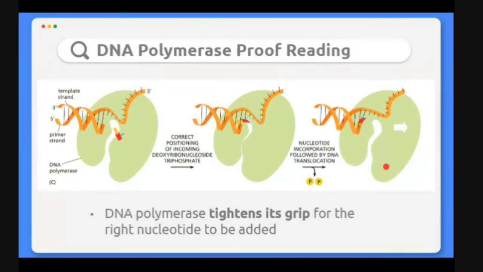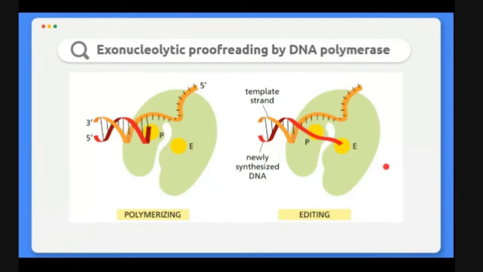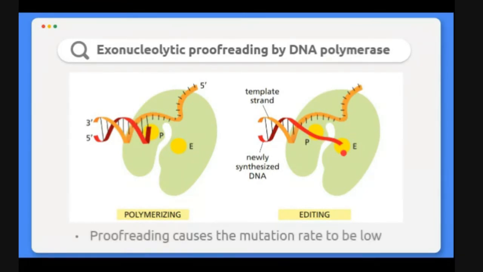Meron pang isa. And that is exonucleolytic proofreading by DNA polymerase. So, actually, there are two regions in your DNA polymerase. First is your polymerizing region. So this region is where your dNTPs are added, your nucleotides are added. And your E region is where it is edited. So if ever there is a wrong nucleotide base added, your DNA polymerase has a region where it edits your nucleotide. Okay? And now, this causes the mutation rate for us to be low.